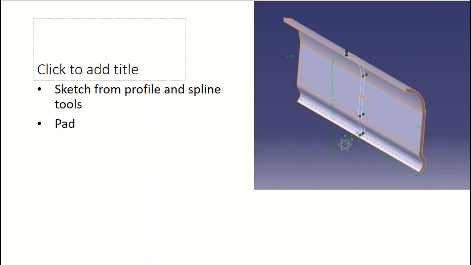For this, I'll start talking about the external door itself. This is sketched first before the frame, but this is a much simpler design. It is done by a sketch from the rear with profile and spline tools, and then it is padded along the length of the front door dimensions.